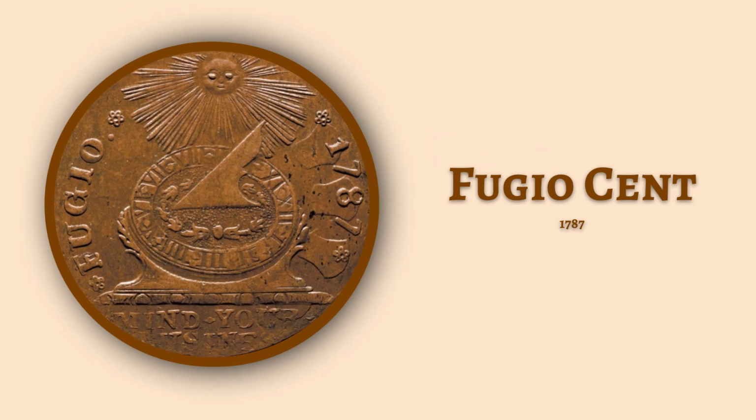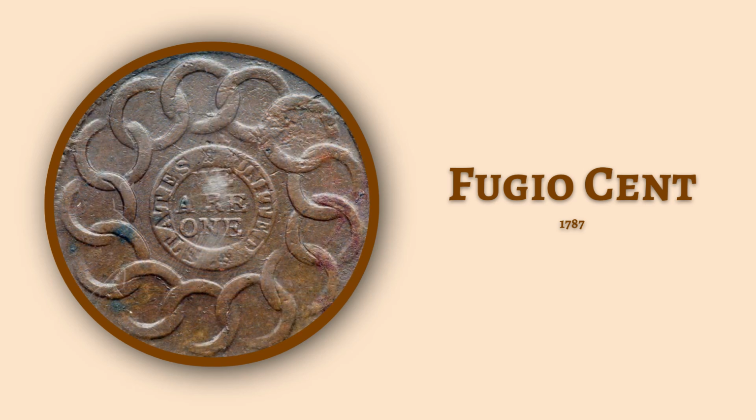Fugio cent, 1787. The Fugio cent was designed by Benjamin Franklin. The reverse of the coin has 13 interlocking chains, representing the original 13 colonies, being the first U.S. coin ever produced. This coin was struck in copper and had the size and weight of a modern-day half-dollar piece.